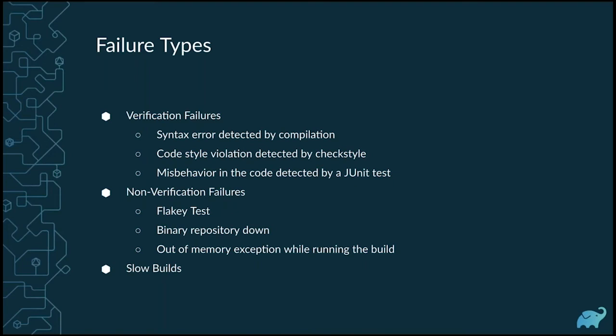Verification failure is a syntax error detected by compilation, a code style violation detected by Checkstyle, or misbehavior in the code detected by a JUnit test. And then you have non-verification failures: flaky tests, binary repository down, out of memory exception when running the build. And then you have slow builds. They're not strictly a failure, but obviously a problem you need to help people with. And sometimes maybe only a few builds are slow, and then you need to figure out why exactly those.